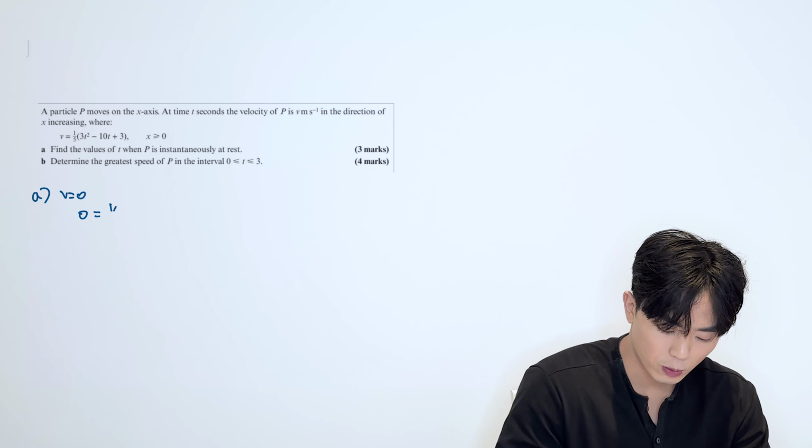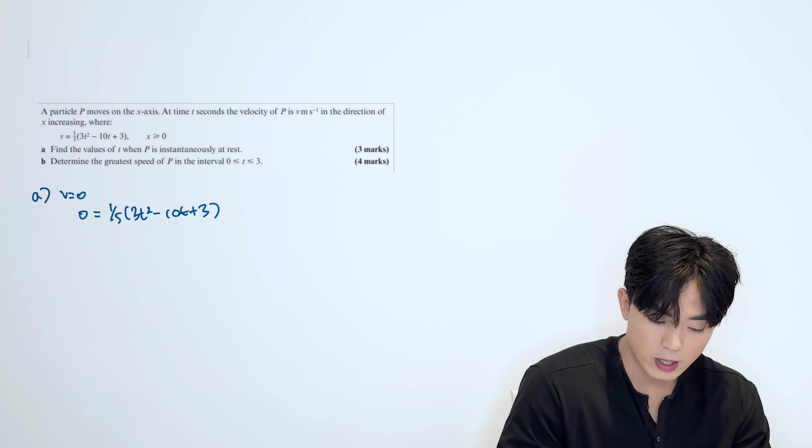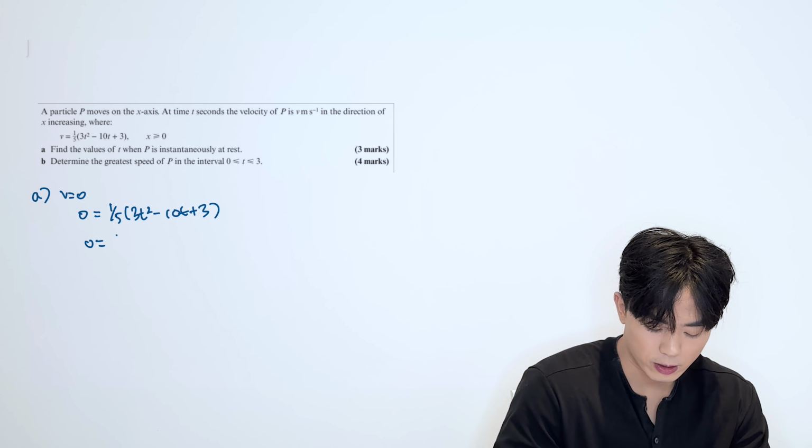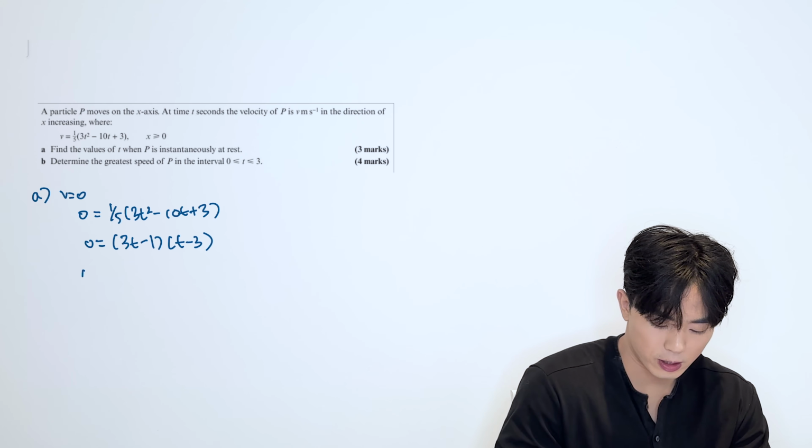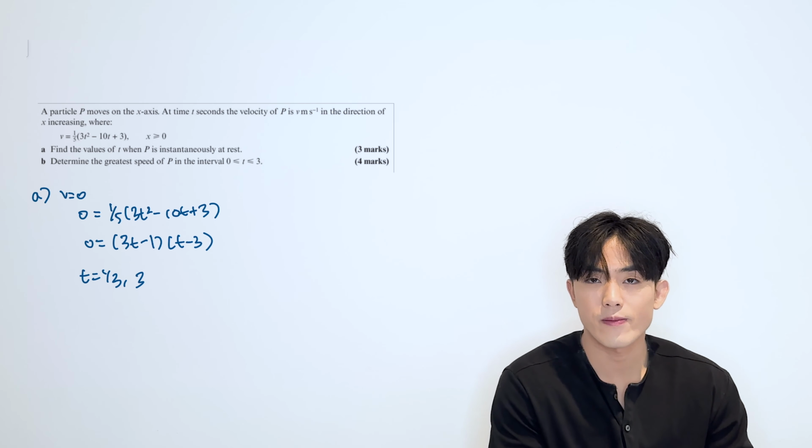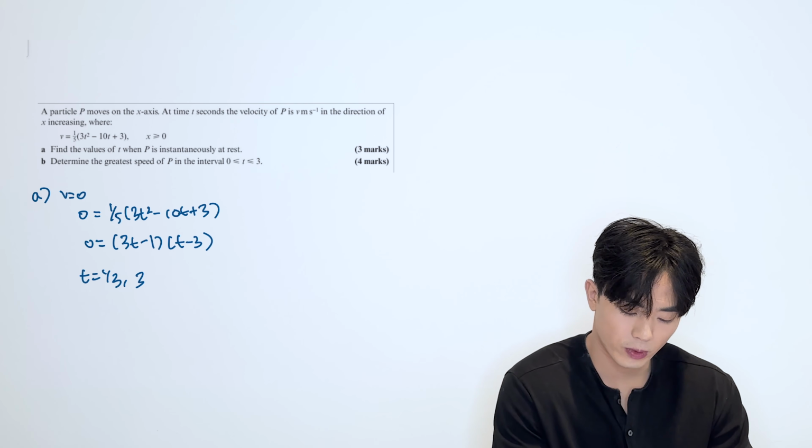So we'll get 0 is equal to 1/5 (3t squared minus 10t plus 3), which I can now factorize. We'll get 0 is equal to (3t minus 1)(t minus 3). So therefore, t will be equal to 1/3 and t is equal to 3. So these are the two time values when the velocity is equal to 0.